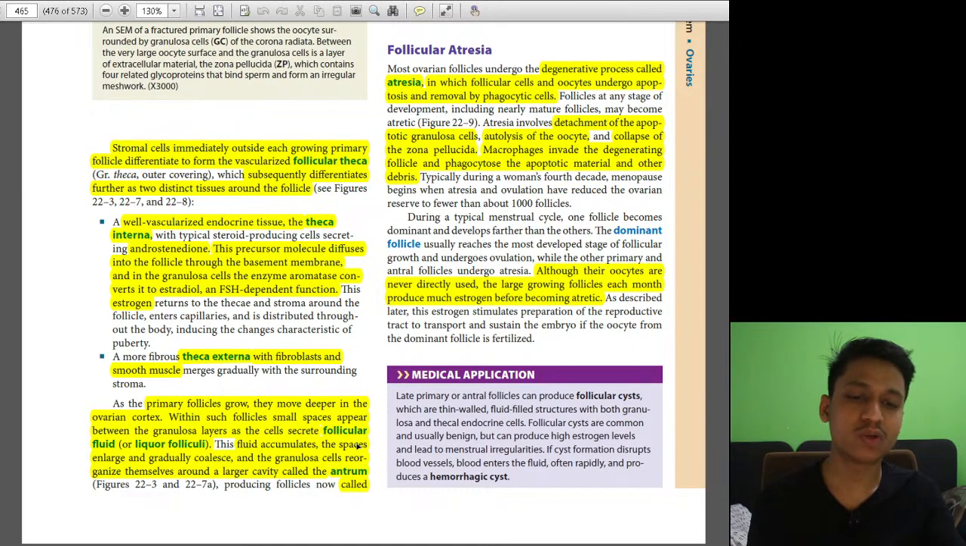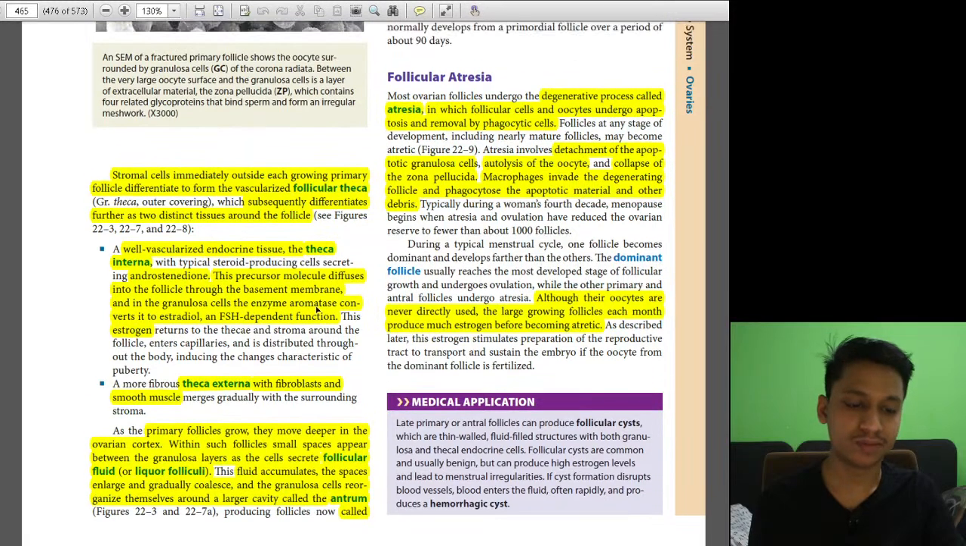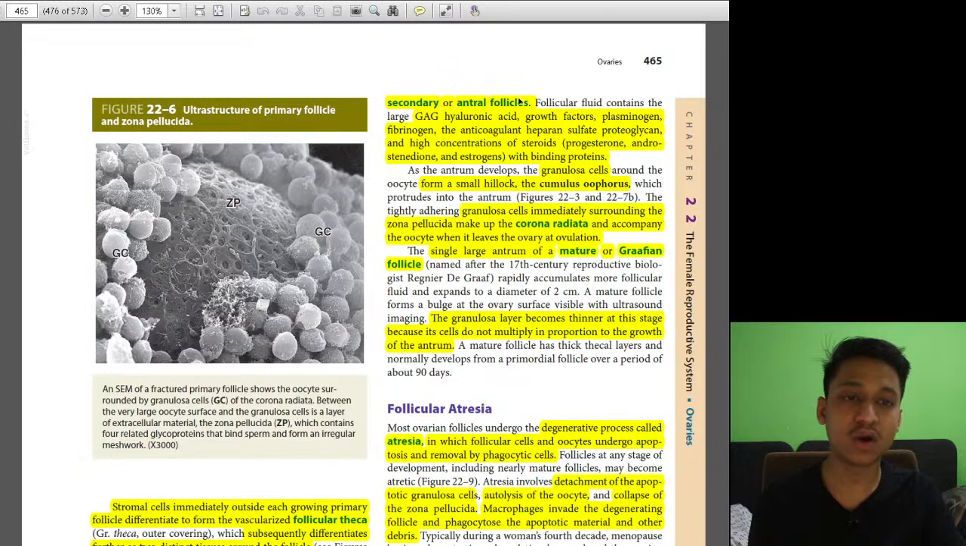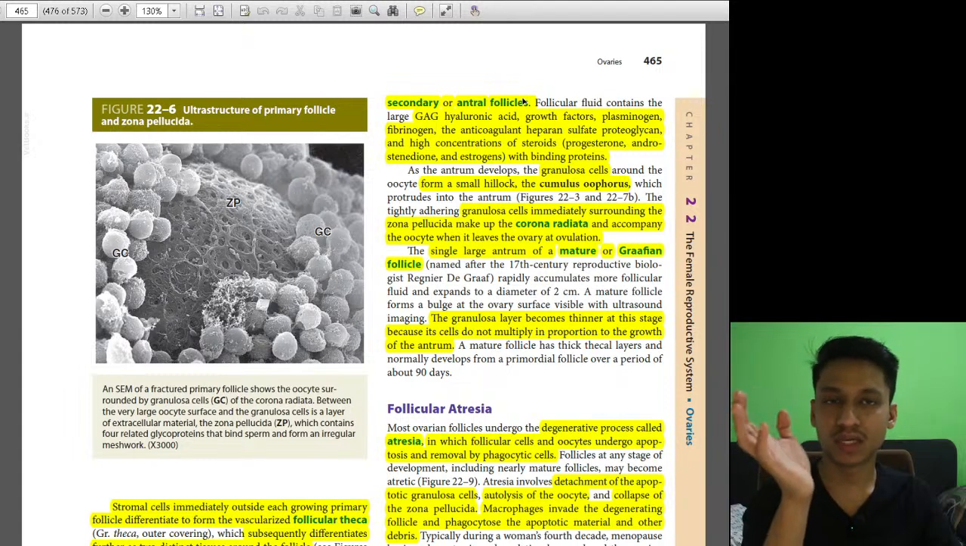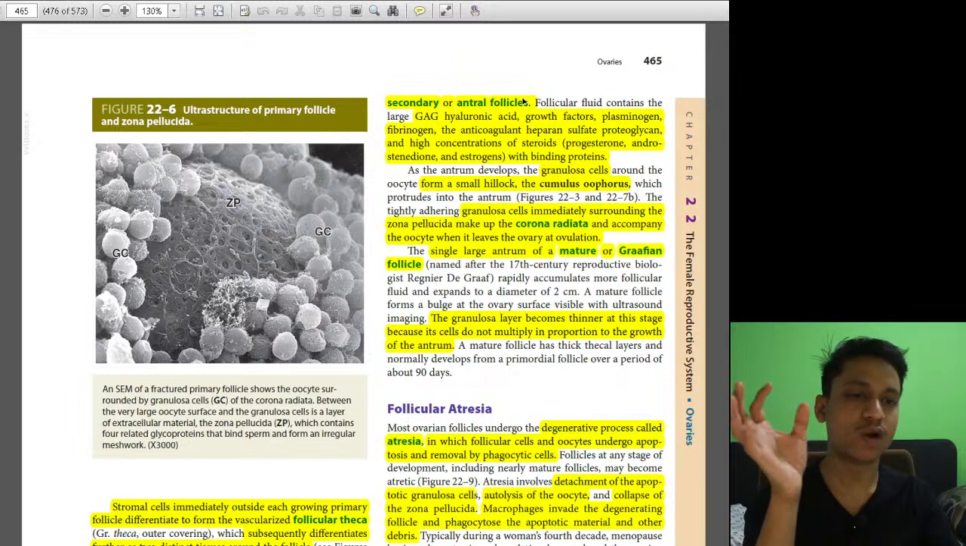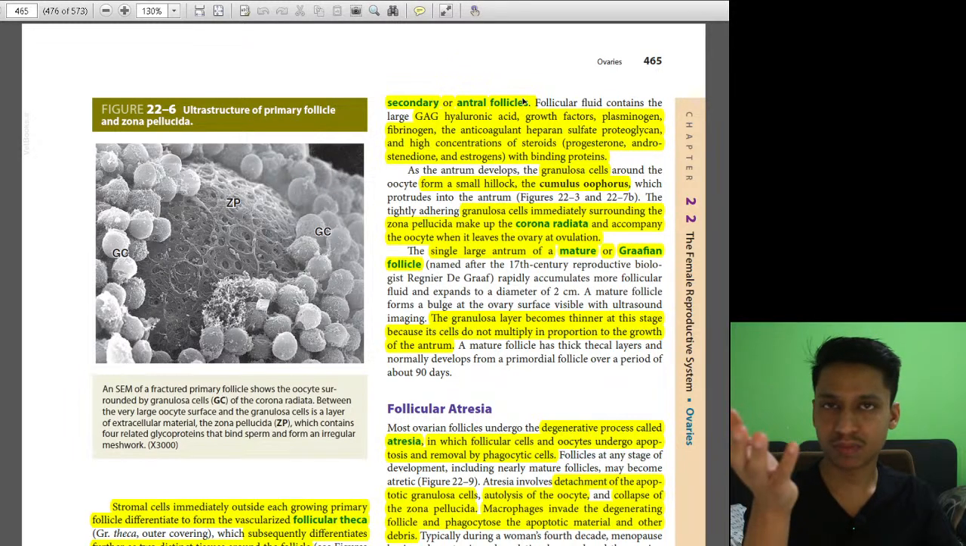This fluid accumulates in the spaces, which enlarge and gradually coalesce, and the granulosa cells reorganize themselves around a large cavity called the antrum, producing follicles now called secondary or antral follicles. We need to know that when we have an antrum, filled with the follicular fluid secreted by the granulosa cells, we call this follicle the antral follicle or a secondary follicle.